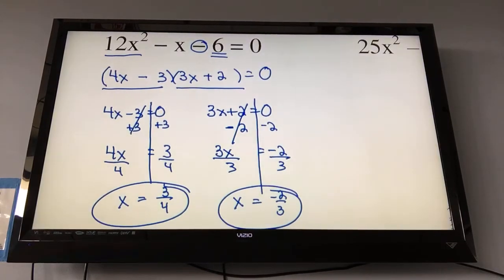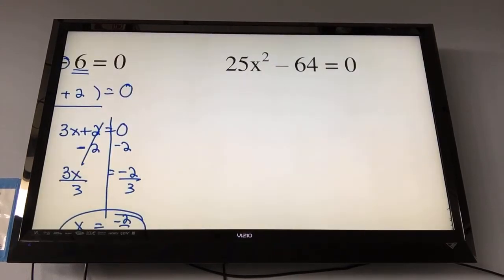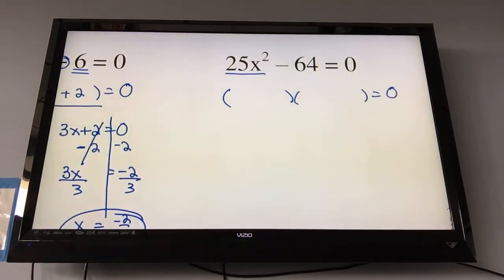Okay, I'm gonna do this one more, and then I'm gonna show you a shortcut. Okay, so when we're working with 2 terms, remember that's even easier. 25x squared is what? 5 and 5. 64 is 8 times 8. So when there's 2 terms, plus and minus, the factors are the same.